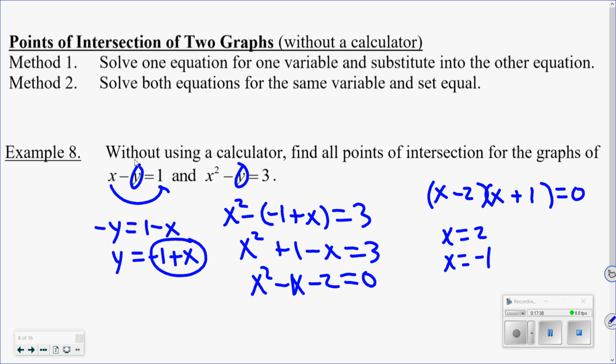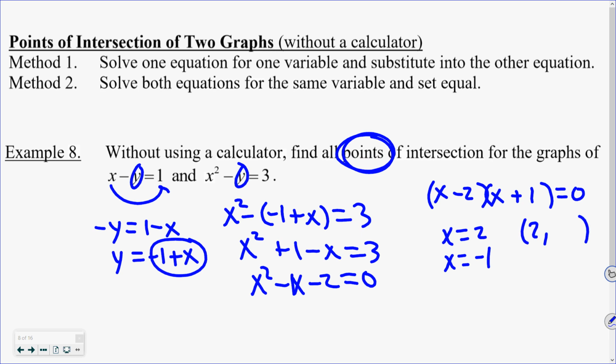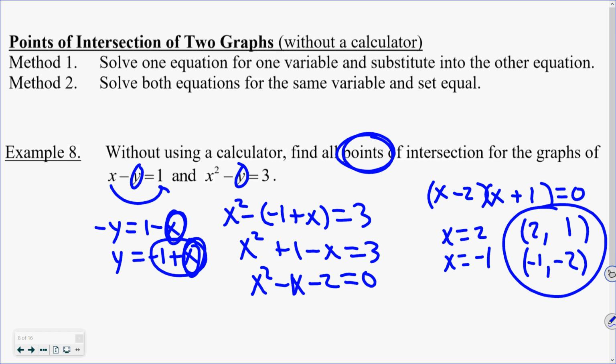Now, this is where you have to be careful. Those are the x values. The question is asking for the points of intersection. So I need to take those x's and plug them back into one of those 2 equations. So I'm going to plug 2 in for x and find the y, and plug negative 1 in for x and find the y. If I plug 2 in right here, that was not the right equation. Let's plug it in right here. If I plug 2 in there, I get negative 1 plus 2, which is 1. If I plug negative 1 in there, I get negative 1 plus negative 1, which is negative 2. Okay, there are my points of intersection.